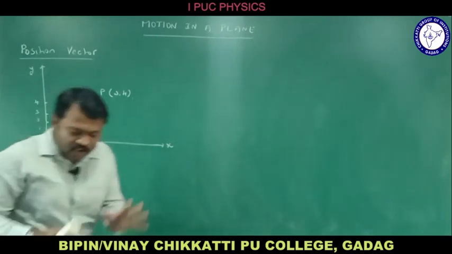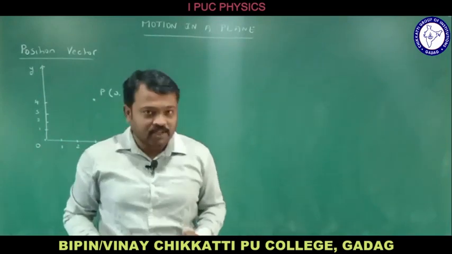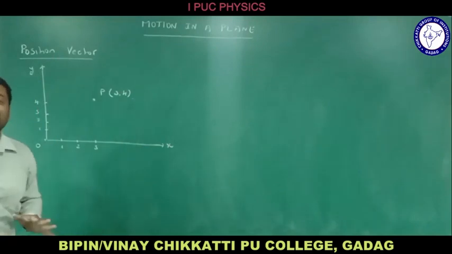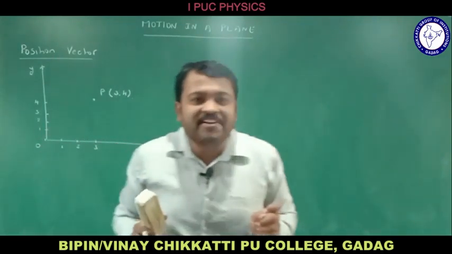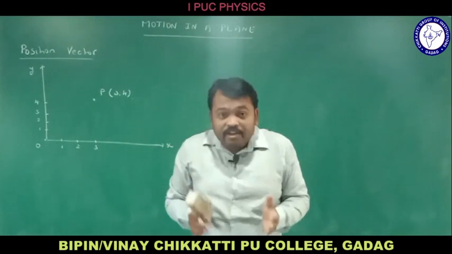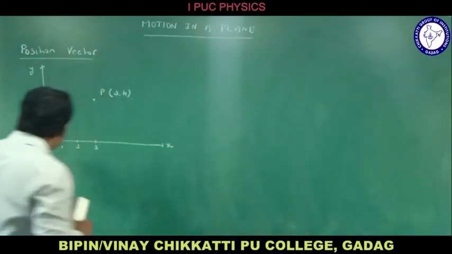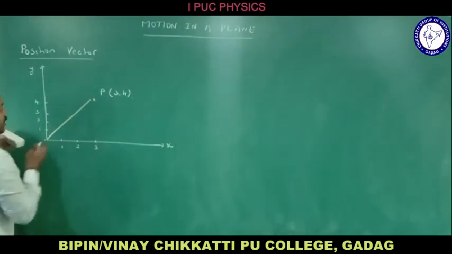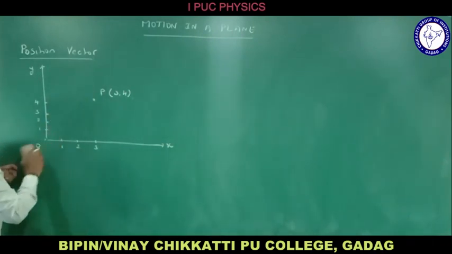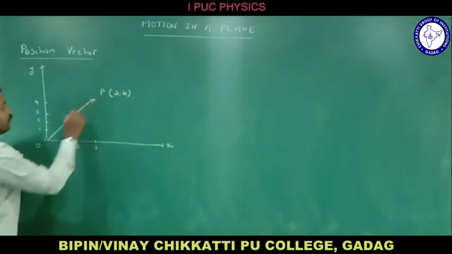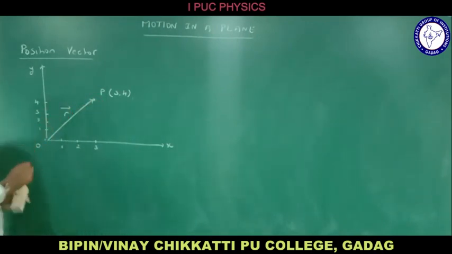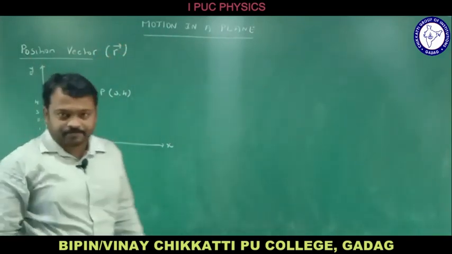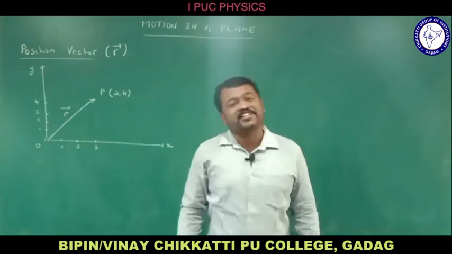So this is how we represent the position, but we want to represent it vectorially, and that vector is called a position vector. We have already studied that a position vector is a vector drawn from the point of reference to the position of the particle. Where is the point of reference? Origin is the point of reference, and the vector drawn to the particle is called the position vector. This vector is always represented by r vector. Do you understand? Position vector is always represented by r vector.